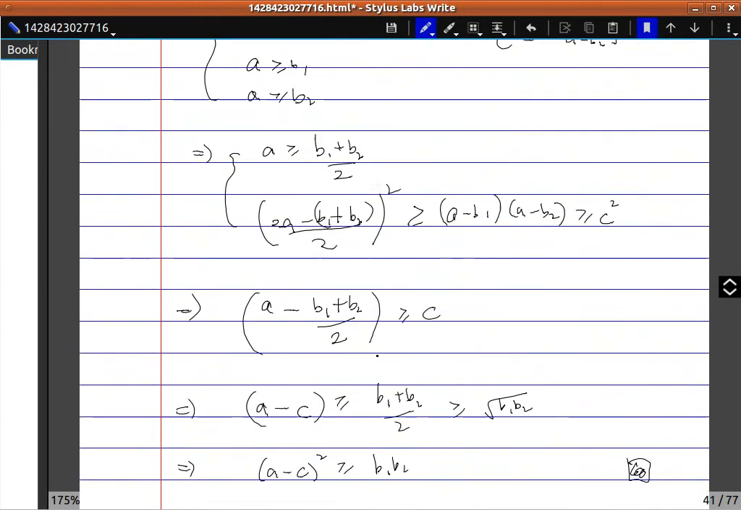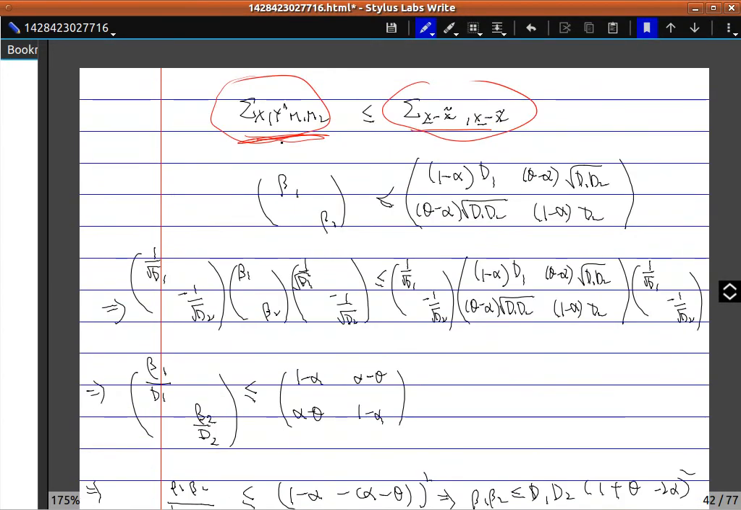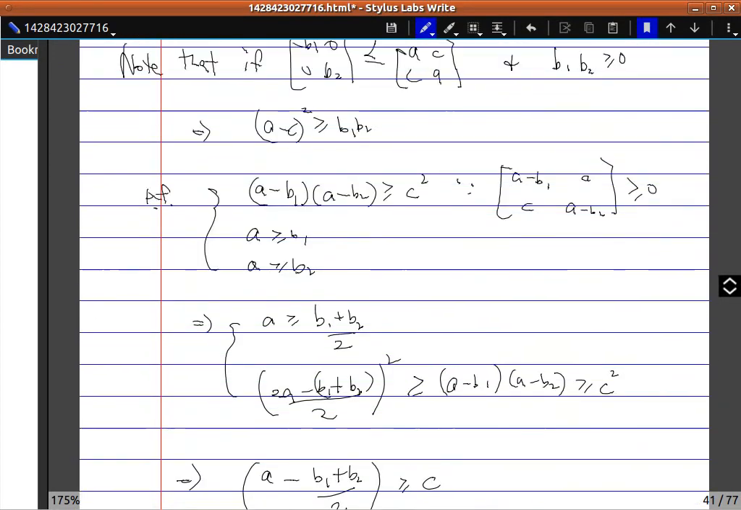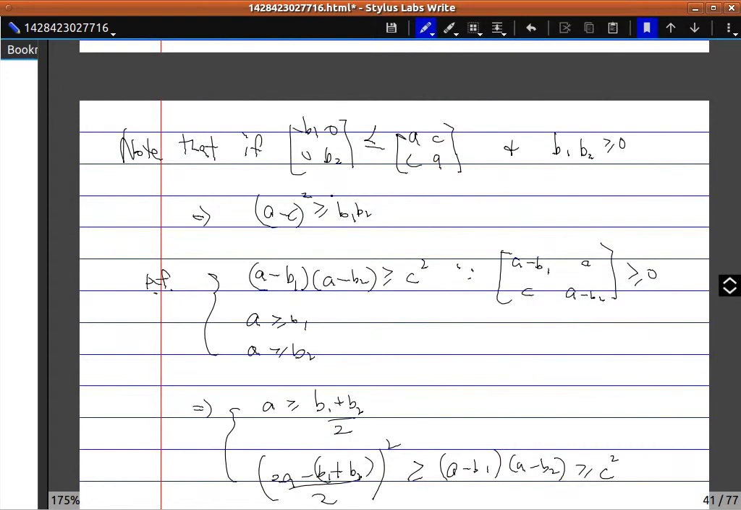Now, again, we have this is less than or equal to this, and this form I know, and I also know that this has to be diagonal. So we will use a result like this, another small lemma: if we have two matrices, where one is smaller than the other, and one is diagonal while the other has a form like A, C, C, then we can show that A minus C squared is bigger than or equal to B1, B2. This will imply this.